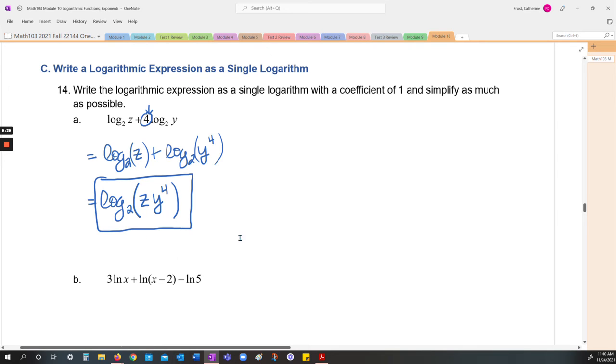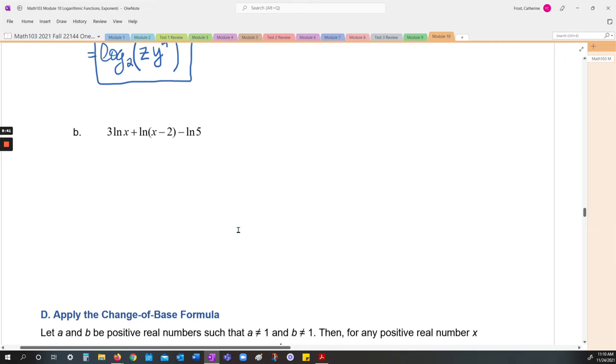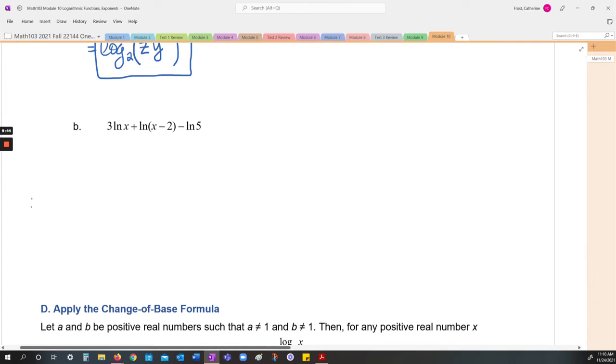So then part B, we have some natural logs to combine together. And again, we do have this 3 that we need to bring inside. So natural log of x cubed, and then plus natural log of x minus 2, and then minus natural log of 5. I'm going to do parentheses just to keep things consistent. And so you can do this 2 at a time, but we'll talk about how you could also get straight to your final answer from here.